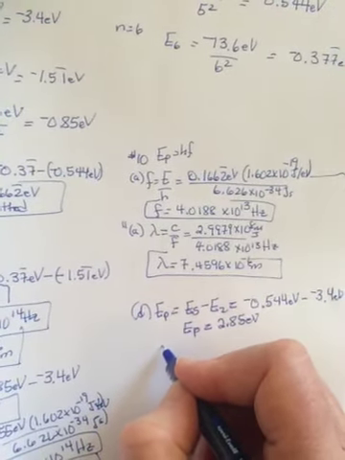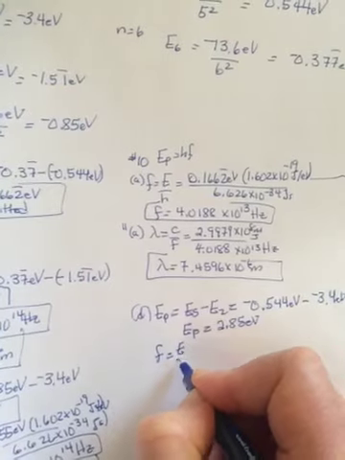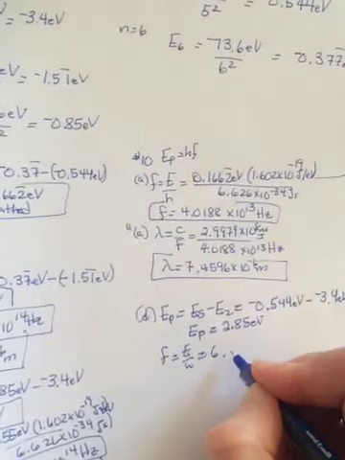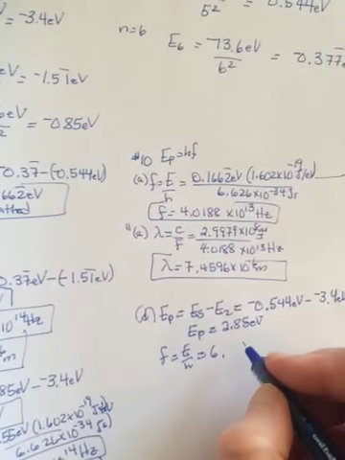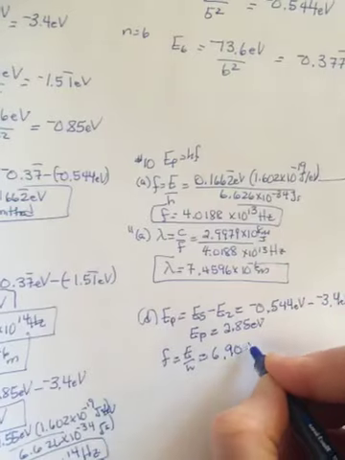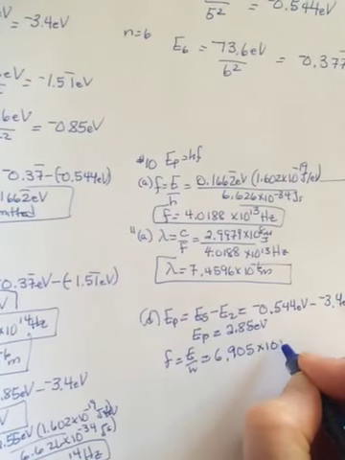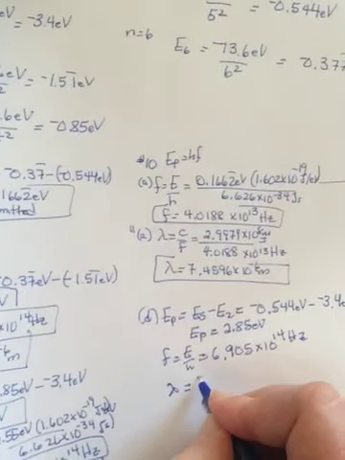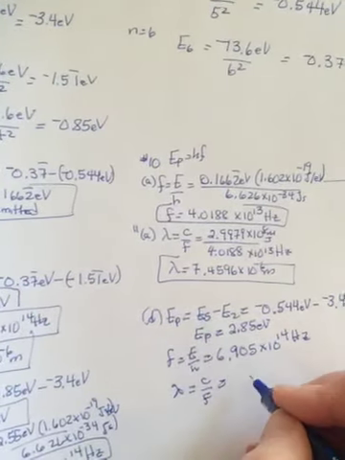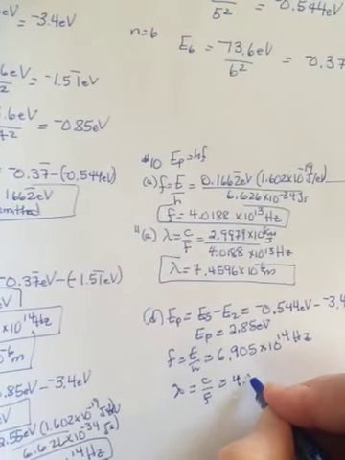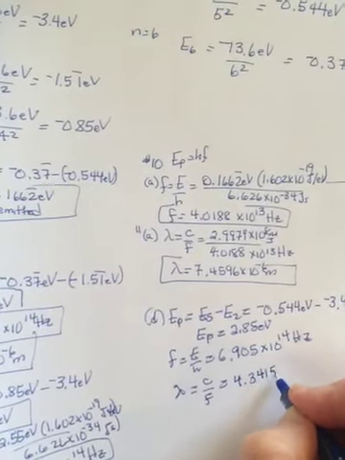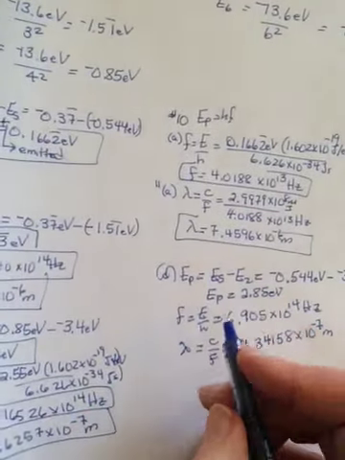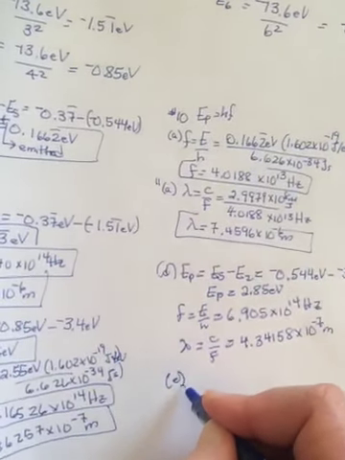Then you use that to find frequency by doing E over H. And when you do, you get a frequency of 6.905 times 10 to the 14th hertz. And then you use that to find lambda, C over F. And when you do, you get a lambda of 4.34158 to the negative 7. So I did these all like in one step, so there's no rounding here unless I screwed up.